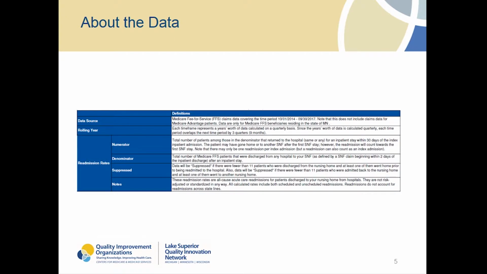Data in the report are summarized by rolling years, calculated by quarters. Each time period shown contains 4 quarters worth of data. Each time period will overlap the next by 3 quarters. I'll illustrate this when we move on to the next page of the report.